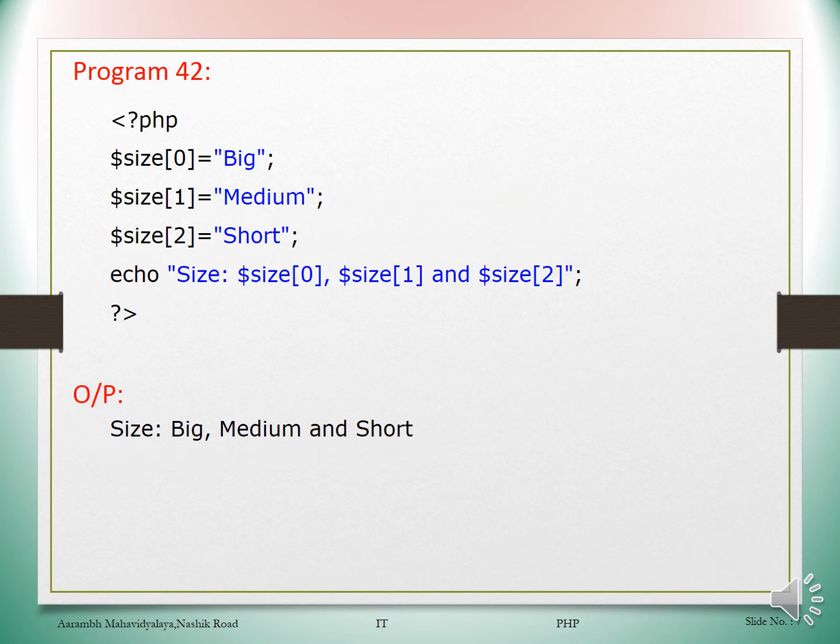Then next one, again here we have used the same program but by using the second type of declaration. $size of 0 big, $size of 1 medium, $size of 2 short. In the previous program, we declared all these three elements in a single line and then echoed all these three memory locations or index locations like this. Here we have declared their memory locations with their name and then we have echoed that data and we will get the same output here.